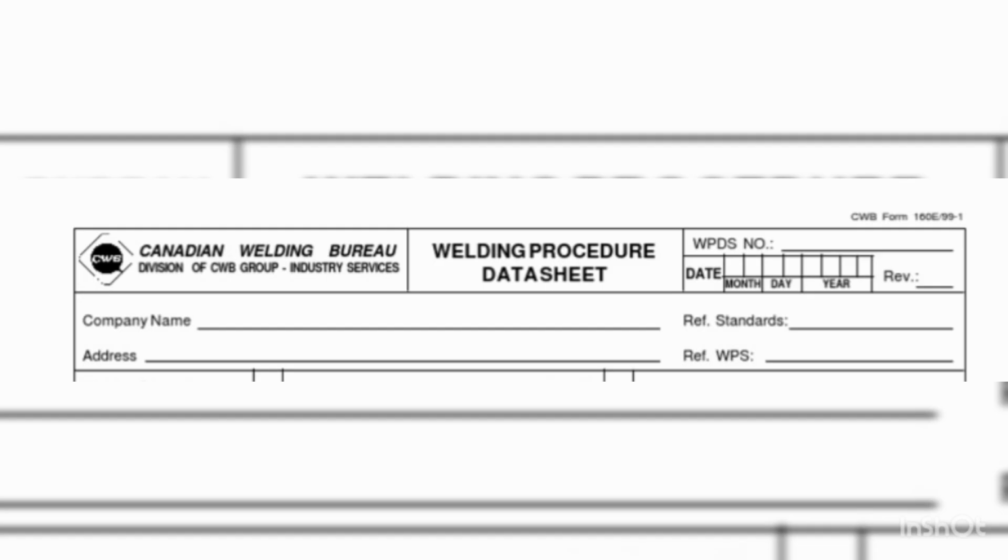All right, let's look at the different sections of a welding procedure. So here we have the sample welding procedure made by the Canadian Welding Bureau. In the top right, you have the WPDS number, whatever number of welding procedure you are. You have the reference standard, the number again, the company name, and the company address. This is the very basic. Sometimes you have a phone number and other contact info.